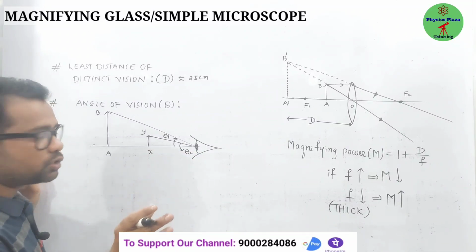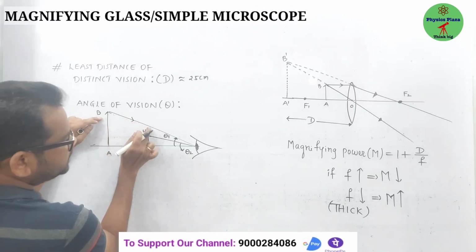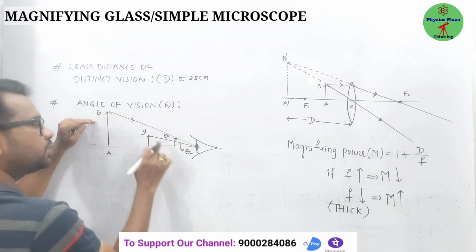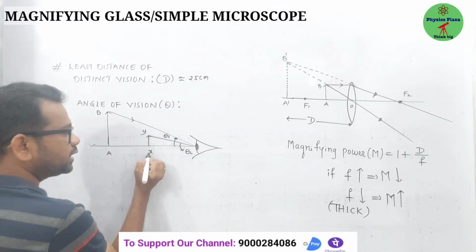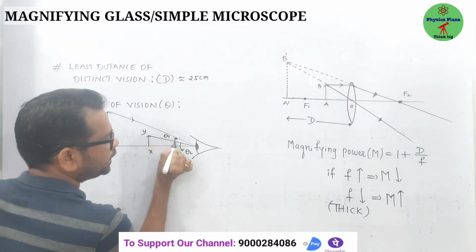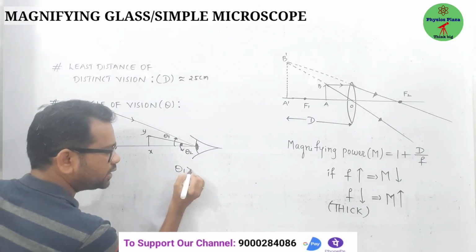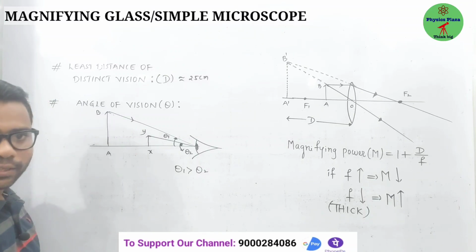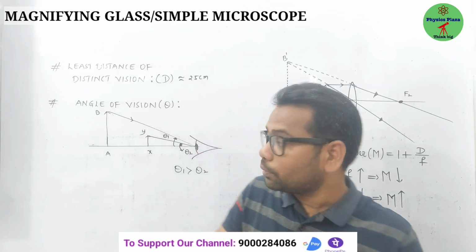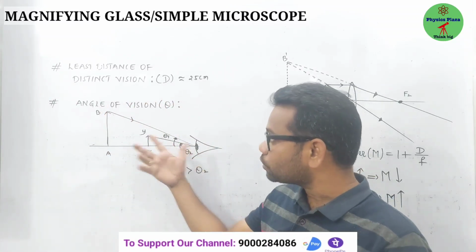It depends on the angle. From this extreme end, the light rays coming make a certain angle at the eye. Let us say the rays coming from the object AB make the angle theta 1. Whereas at XY, one more small object is placed, and its rays make an angle theta 2. So theta 1 is greater than theta 2. Yes or no? So what is the angle of vision? The angle made at the eye by the light rays coming from the extreme ends of an object is called the angle of vision.